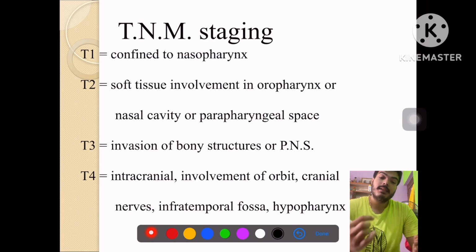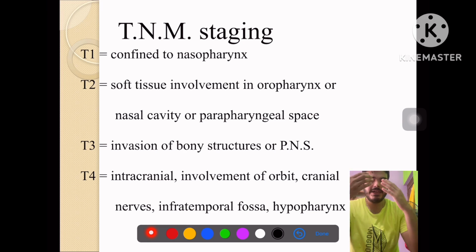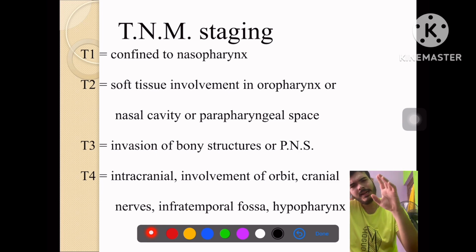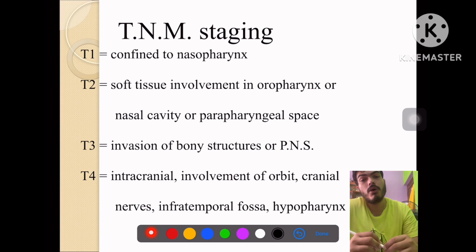So P and S, paranasal sinus, is actually a hollow cavity in the bony structures, right? So bony structures plus PNS involvement, it is T3. Soft tissue involvement of the nasopharynx, of the oropharynx, of the parapharyngeal space, all the soft tissue involvement, you label it as T2. And T4 means intracranial involvement, the orbit, cranial nerves, infratemporal fossa and hypopharynx involvement, it is all T4.